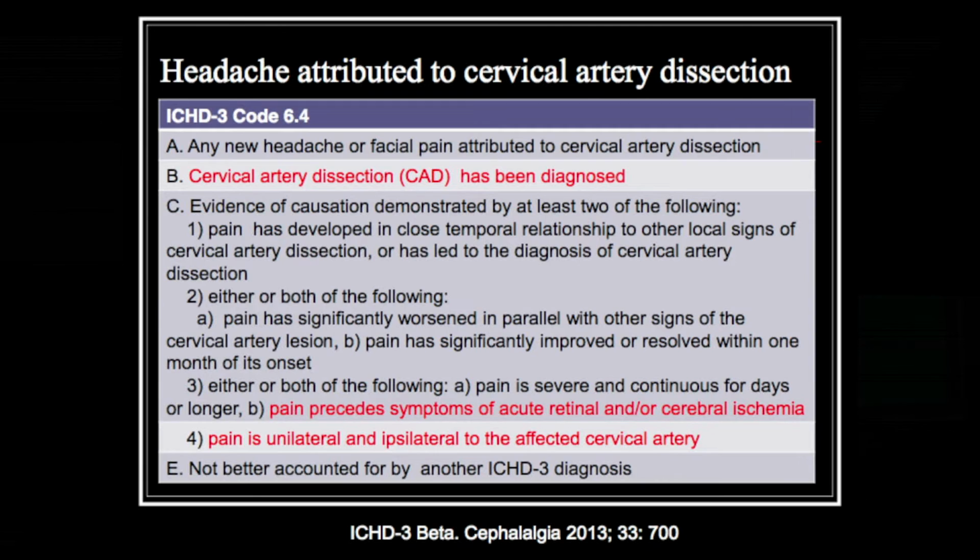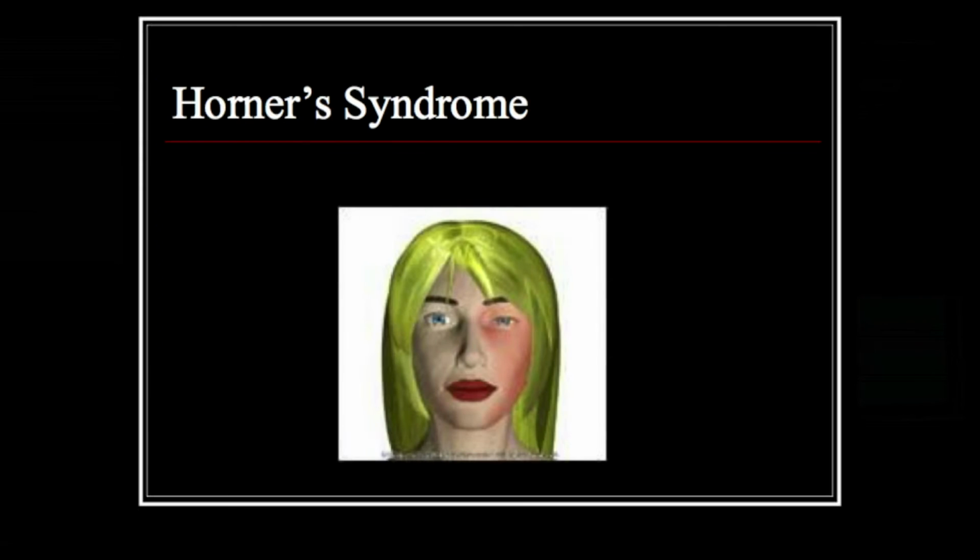Now, headache attributed to cervical artery dissection, basically, just like with temporal arteritis, they say that this has already been diagnosed, so that's not particularly helpful. But the other things I think that are important is that the pain precedes the symptoms of acute retinal or cerebral ischemia. So basically, the headache begins before the neurologic symptoms begin, because with an acute carotid dissection, you can actually get stroke-like symptoms as well. So the headache begins prior to that. And the pain is unilateral and/or ipsilateral to the affected cervical artery. So those are the main characteristics for cervical artery dissection.